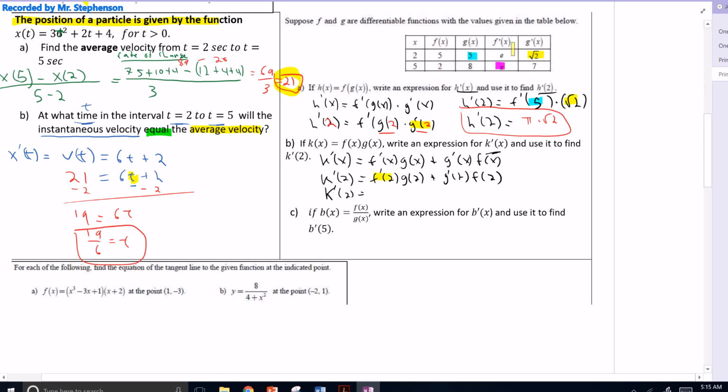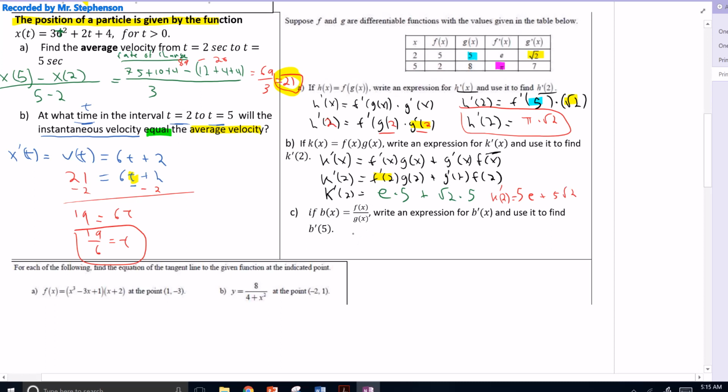F prime of 2 is E, right? Remember that number E. G of 2 is 5, plus G prime of 2 is root 2, and F of 2 is 5. So our answer is basically just going to be 5e. K prime of 2 equals 5e plus 5 square root of 2.